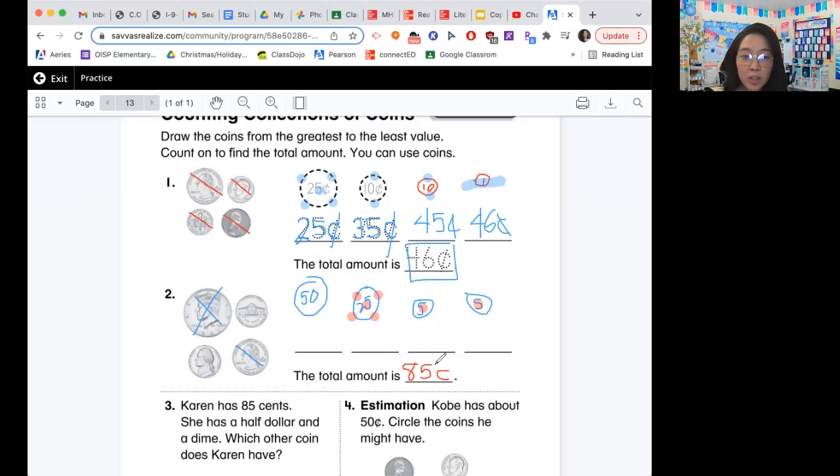Let's make sure that our touch math worked. We know that this is going to be 50 cents. 50 plus 25. This is why you need to memorize your 25s. Skip counting by 25s. 75 plus 5 would equal 80. And 80 plus 5 would equal 85. All right. So it looks like both ways we got to the same answer.